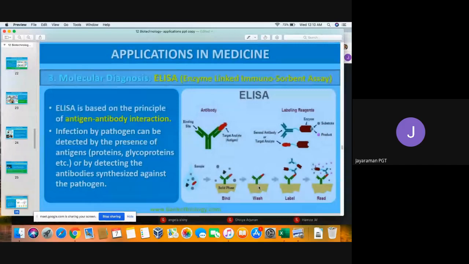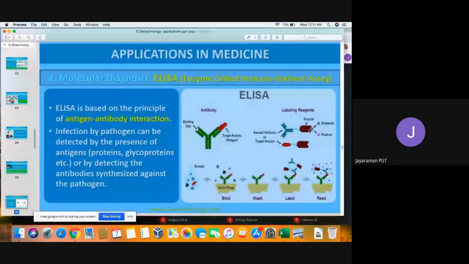Then, the third stage, it is labeled with enzyme, because we don't know directly whether antibodies are attached or not. It won't give any color, it is very microscopic, we cannot see it. So we have to know whether the antibody is present or not. Another enzyme can easily bind with this. The enzyme is alkaline phosphatase, which is normally used. This chromogenic enzyme can change color with the substrate.